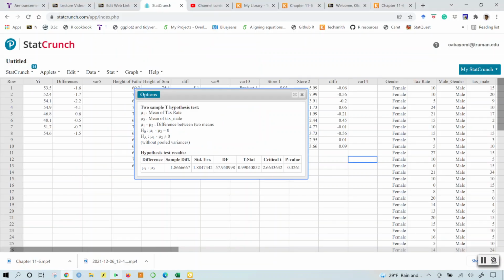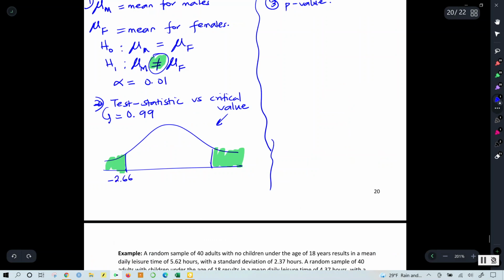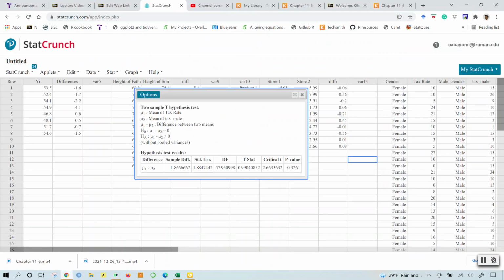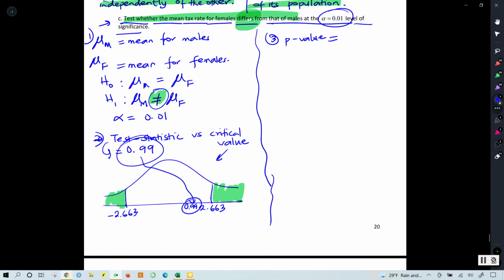What is my critical value? My critical t value is 2.663. So negative 2.663 on the left, and then positive 2.663 on the right. And I can see that 0.99 falls not in the rejection region. The p-value for this test was also provided, 0.3261. So again, this does not fall in the rejection region.